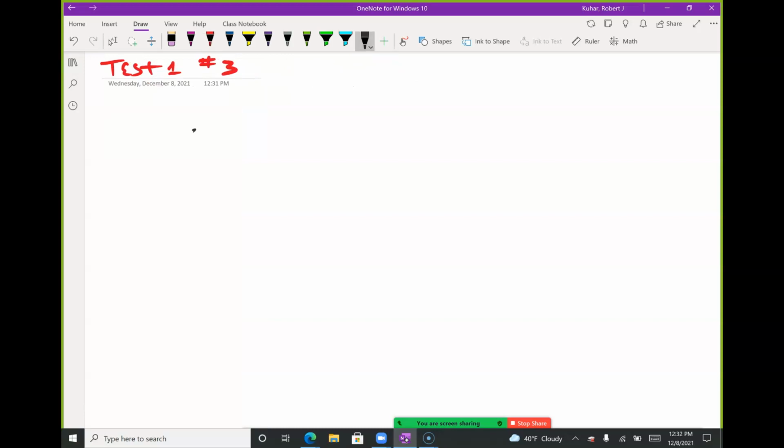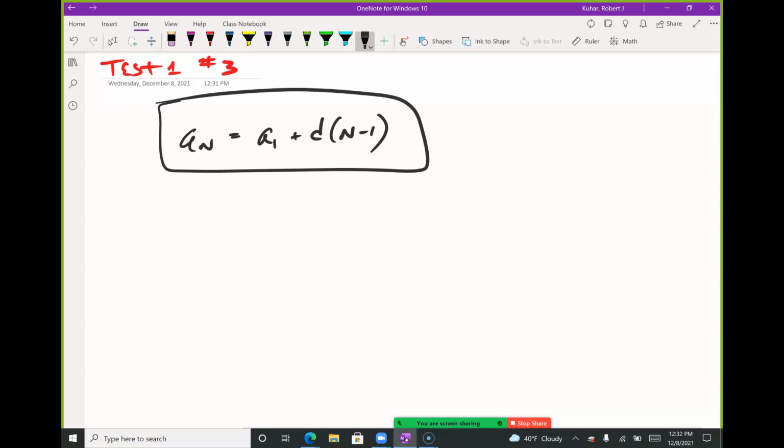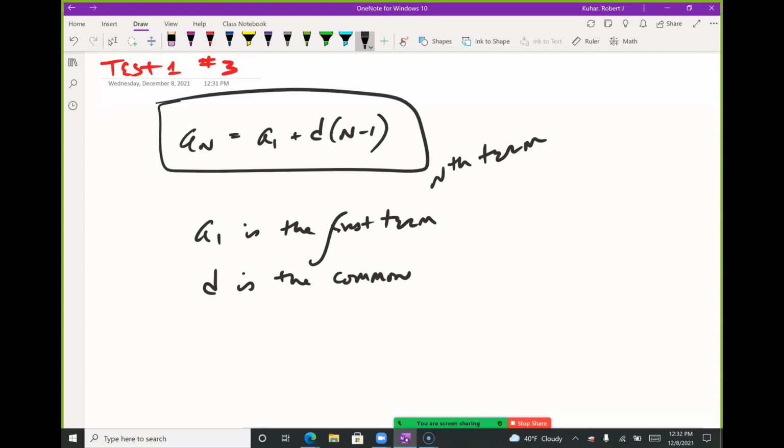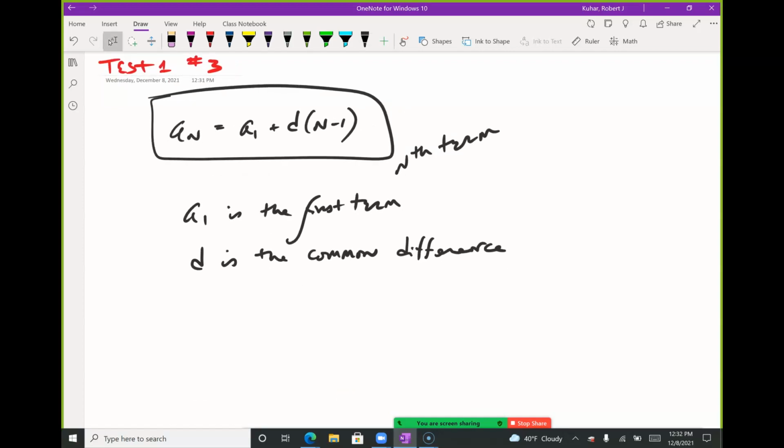So first of all, I know a sub n is a sub 1 plus d times n minus 1. This is my formula. This is on my formula sheet. This is the nth term of an arithmetic sequence. And a sub 1 is the first term. d is the common difference. Also, what else is d? It's the slope.